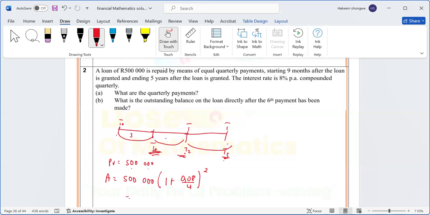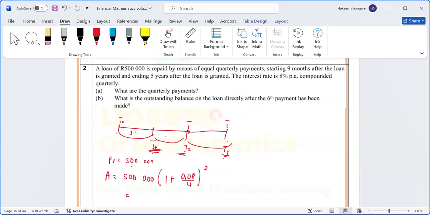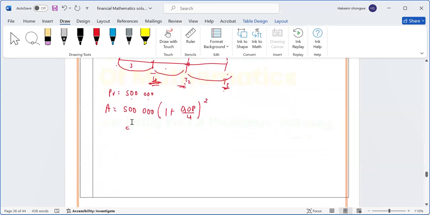So what do we get after that, guys? How much do we owe exactly? Remember, it's exactly after T2. This money that you see is the outstanding balance exactly after T2. So how much is this? 520,200. Okay, it's not good for us. The money that we owe when we get to T2 is no longer 500,000, but it's 520,200.